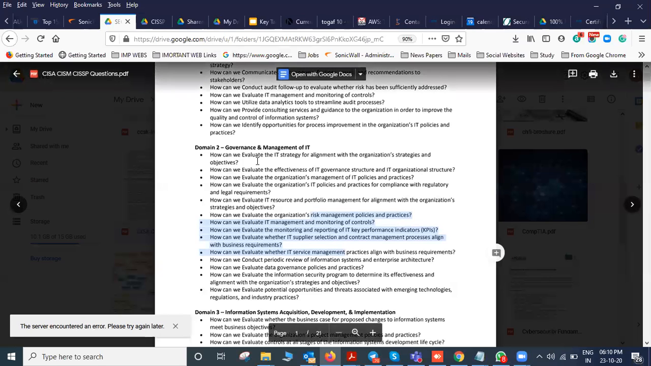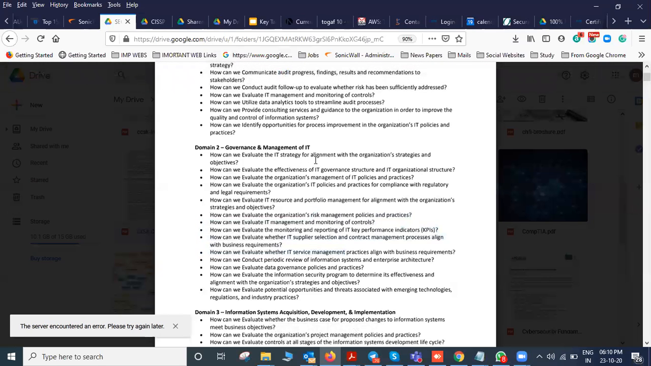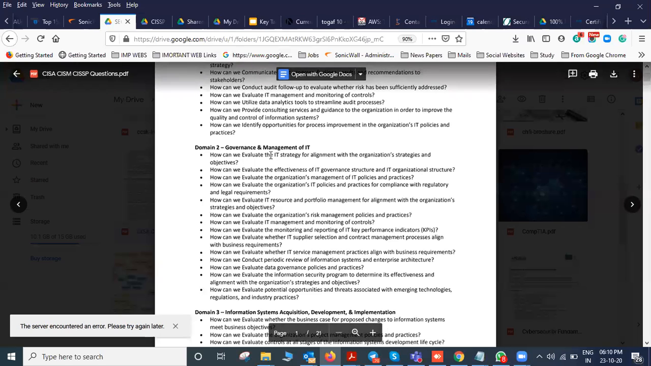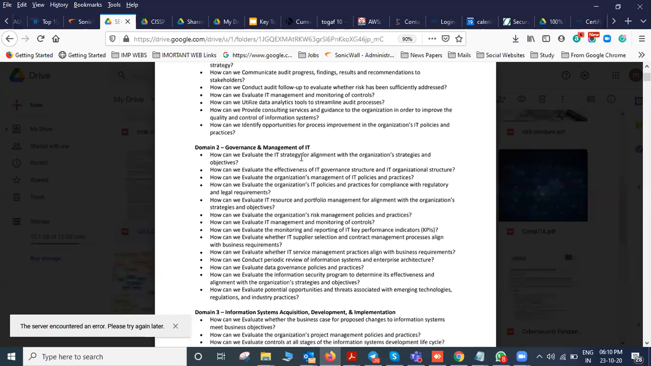Then I'm going to ask the question: how can we evaluate the IT strategy and its alignment with the organization's strategies and objectives? So you need to evaluate the IT strategy. What is IT strategy? It means: what is the strategy for networking, what is the strategy for applications, what is the strategy for cloud computing? Okay, and then align with the organization's strategies. The organization is thinking that we should migrate our existing infrastructure to cloud computing.